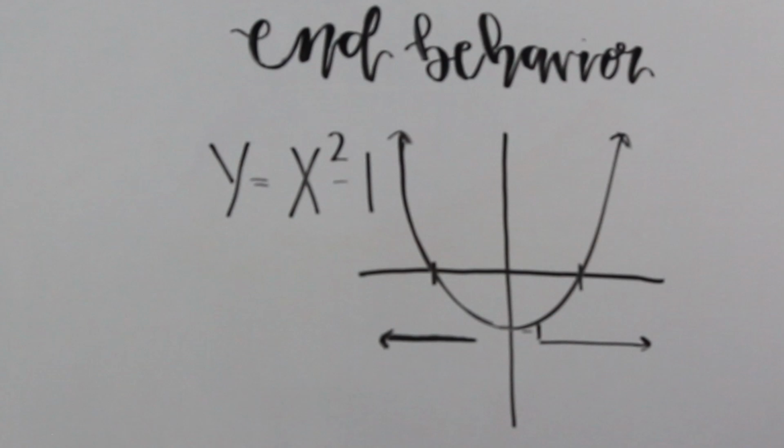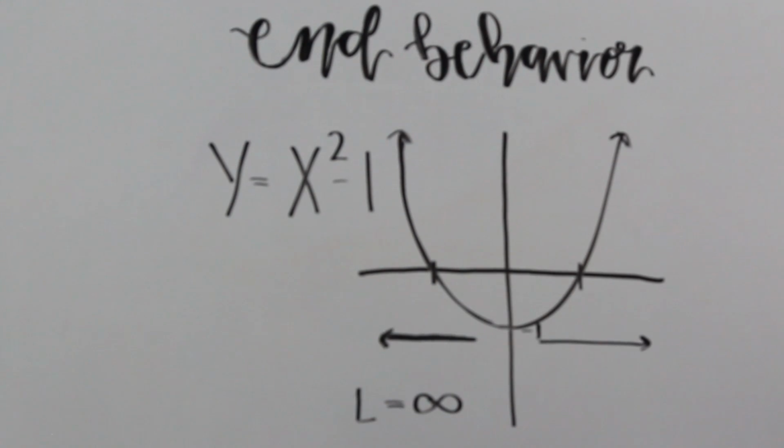Let's start by defining end behavior. End behavior defines how the graph is acting as we move to the very left and to the very right. Let's take a look at this graph, y equals x squared minus 1. To the left of this graph, the arrow is pointing upwards, so the end behavior for the left side, or as x approaches negative infinity, y approaches positive infinity.